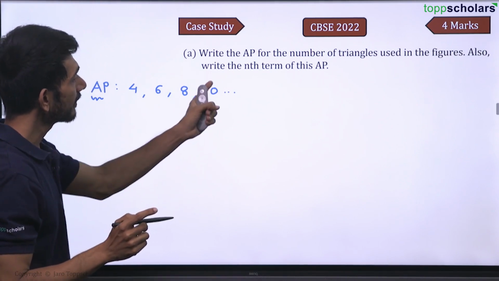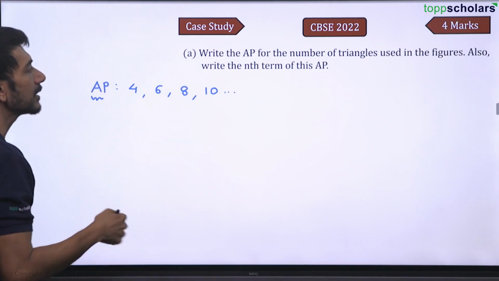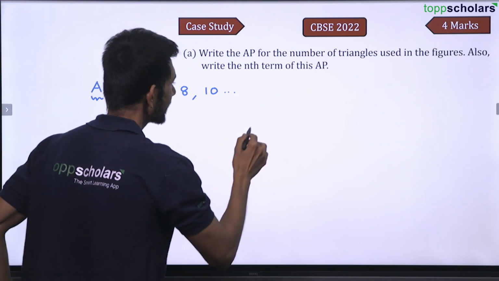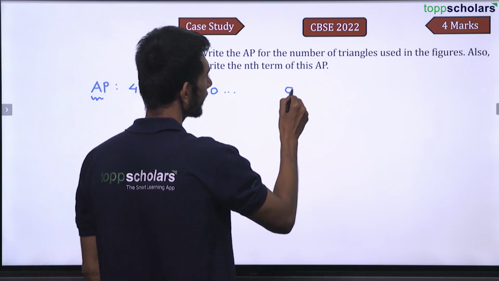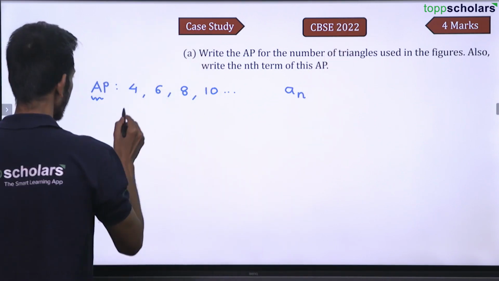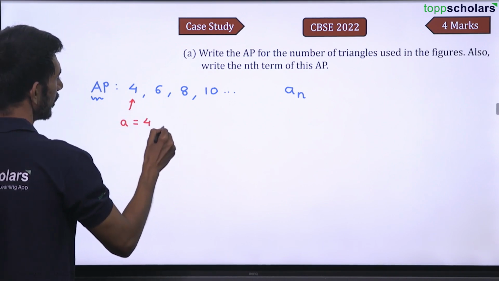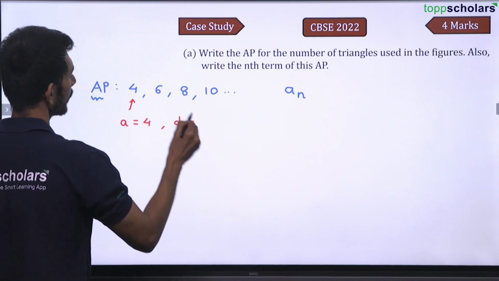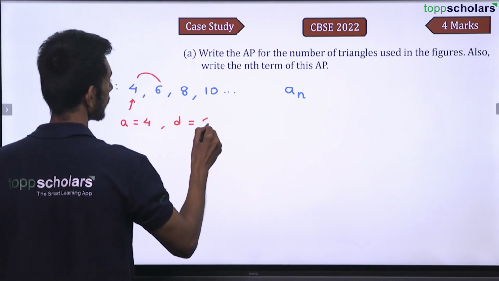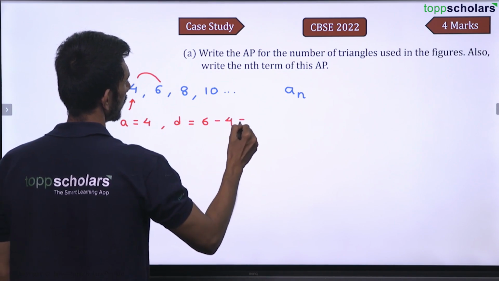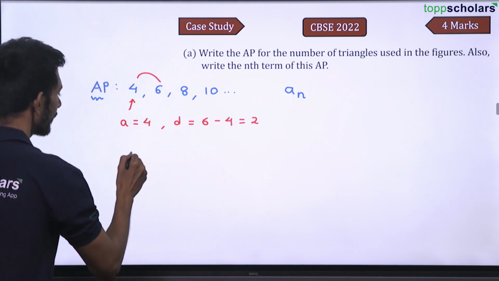Then it says also write the nth term of this AP. Now understand, we are supposed to write down the nth term, that is an. So for that, firstly, do we know A? Yes, we know A. A is 4. Do we know D? Yes, we know D. D is how much? D is 2.